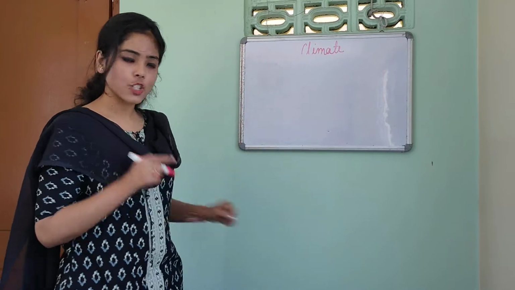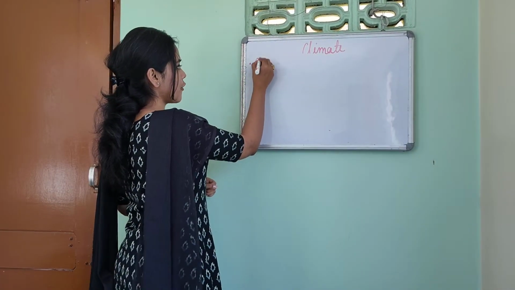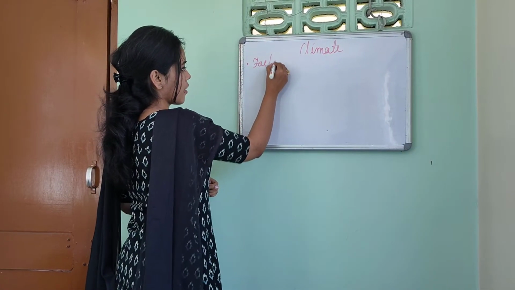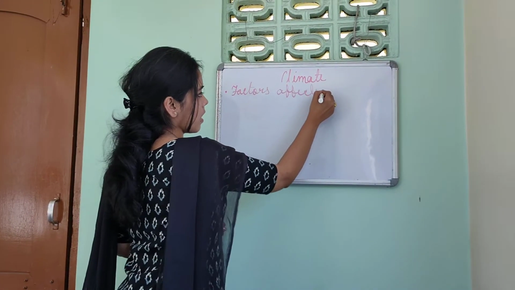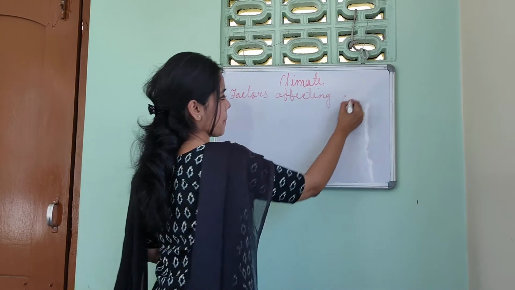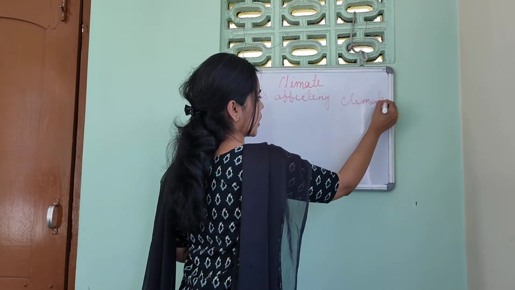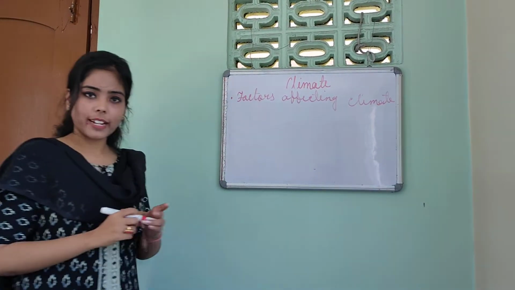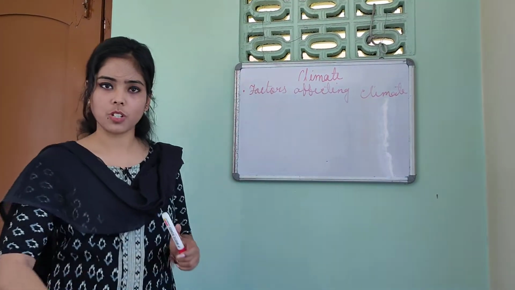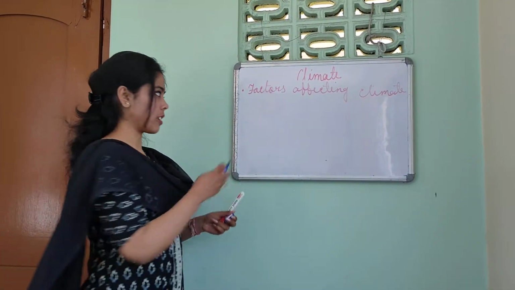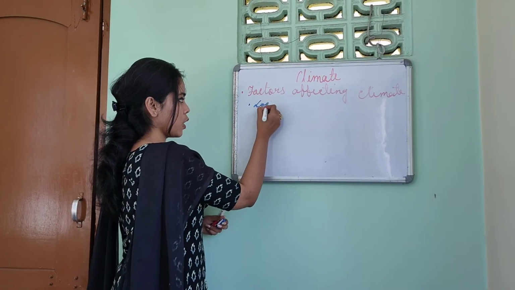Now what is our next topic? That is the factors affecting climate. Okay. There are so many factors, so important one I will discuss. First one will be latitude and the location. First will be location.